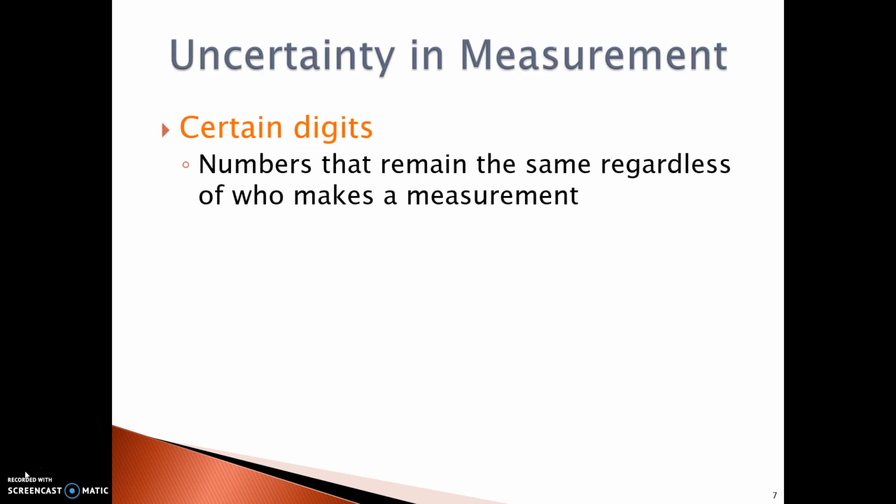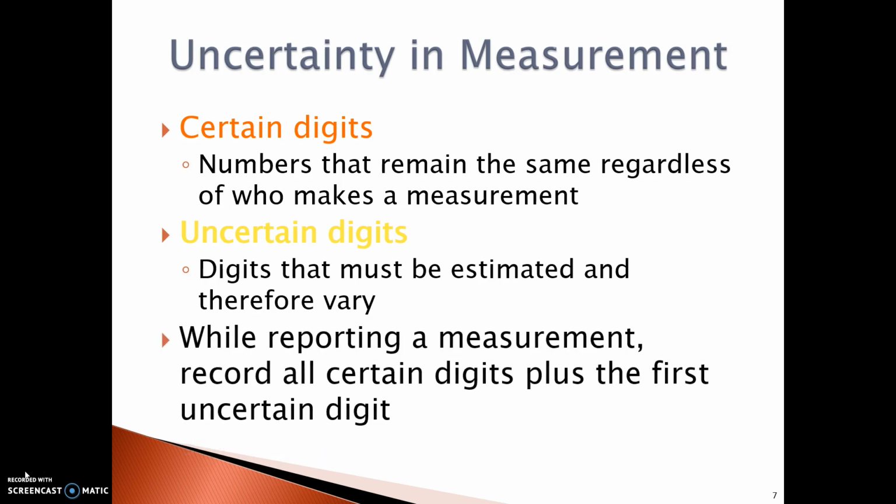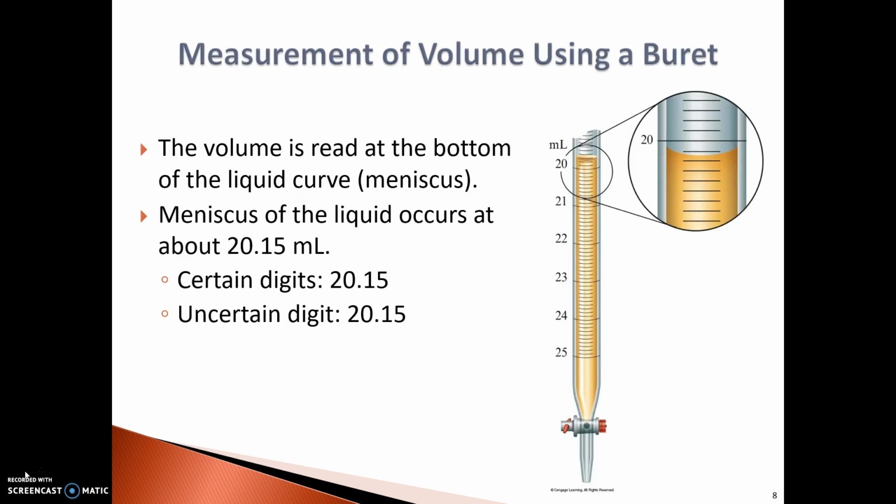So again, just to clarify, certain digits remain the same no matter who is making the measurement, while uncertain digits can vary because they are estimated. When you are recording a measurement, you should include all of the certain digits plus one uncertain digit.